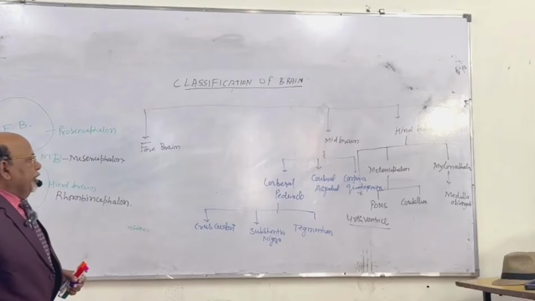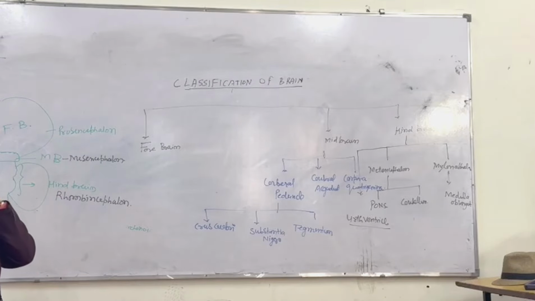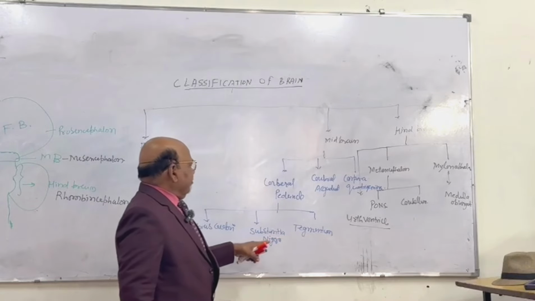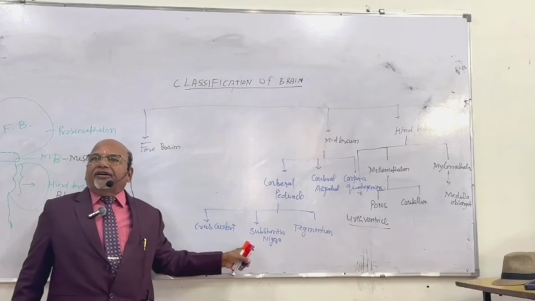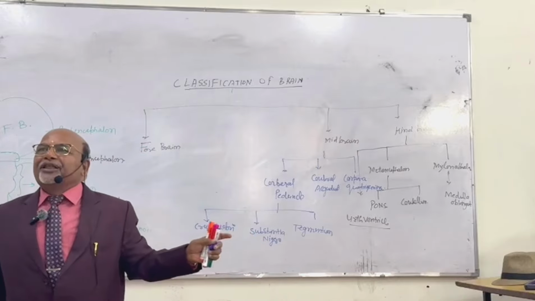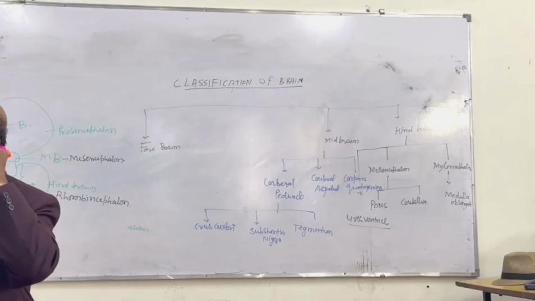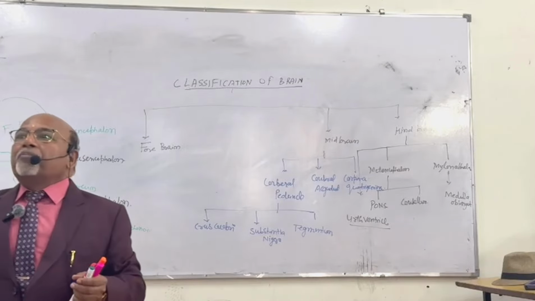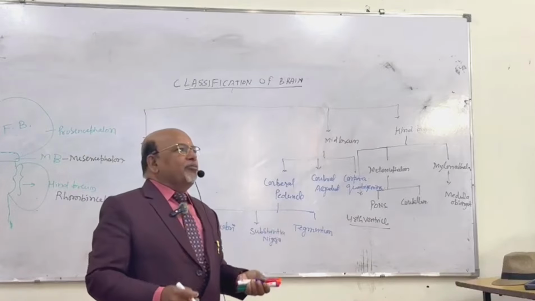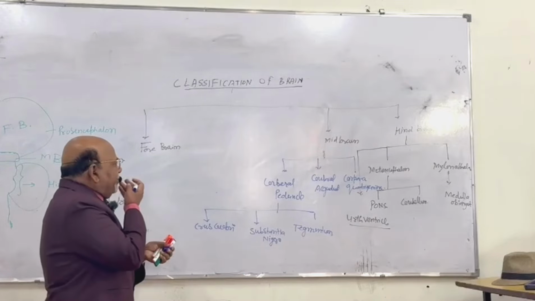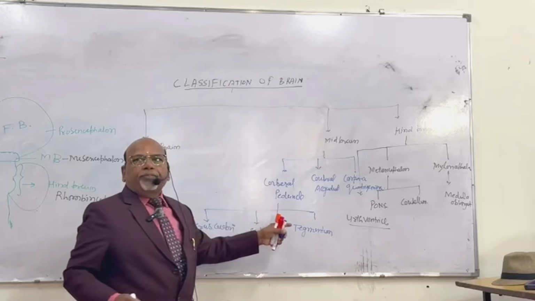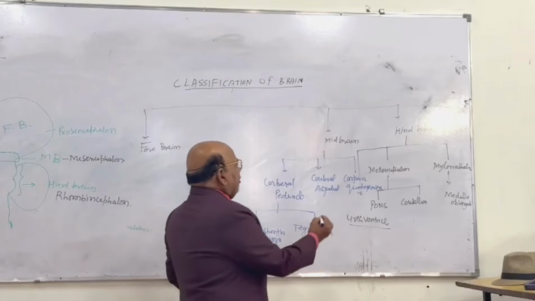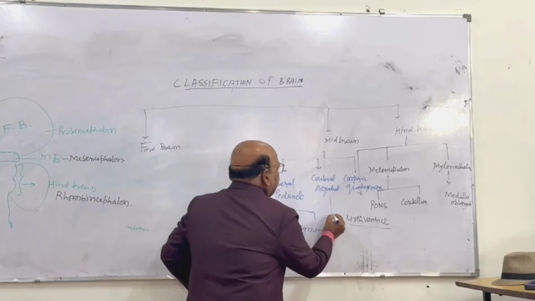These are the three components forming the cerebral peduncle: crus cerebri, substantia nigra, and tegmentum. The substantia nigra is blackish in color. Yesterday we discussed that neuromelanin is present in the substantia nigra, which is responsible for the secretion of dopamine, and dopamine is responsible for controlling the minor movements. So substantia nigra and tegmentum are parts of the cerebral peduncle. The cerebral aqueduct is a duct, also called the duct of Sylvius.